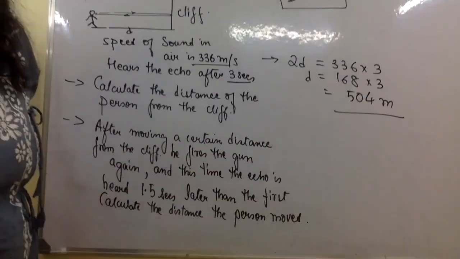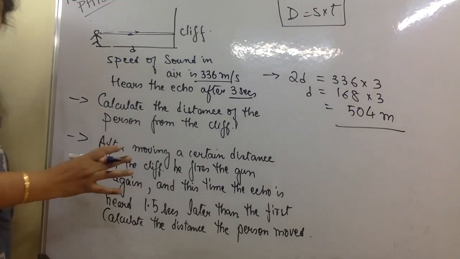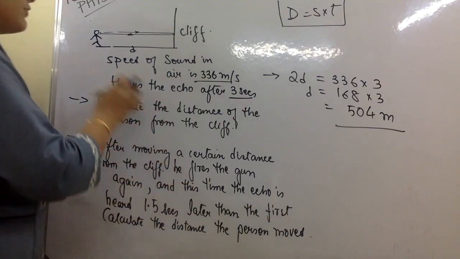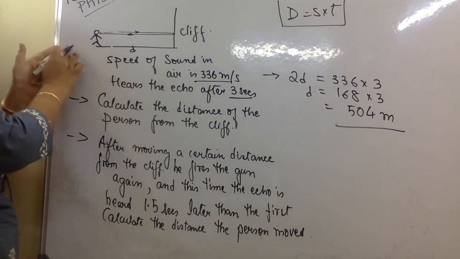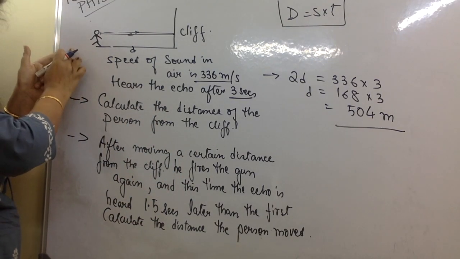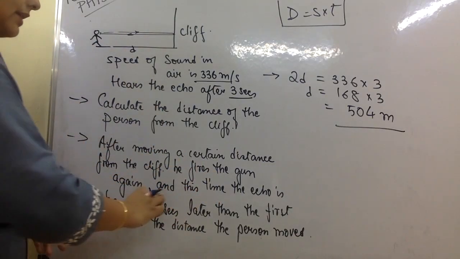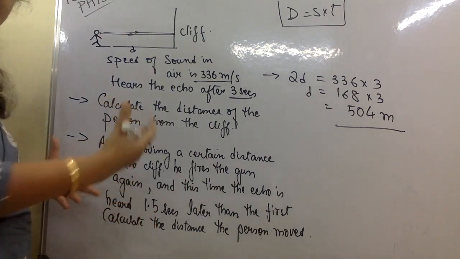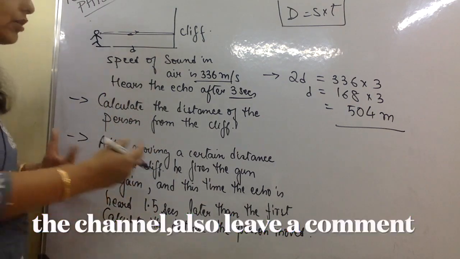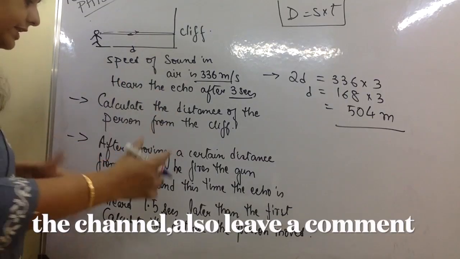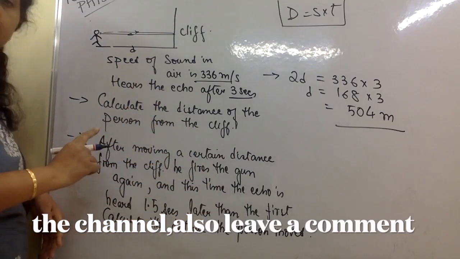But the question does not end here. Let's see this part of the question. After moving a certain distance from the cliff, so the man was here, he moves back a little bit, okay, and he fires the gun again, okay, and this time the echo is heard 1.5 seconds later. So now he does not hear it after 3 seconds, but he hears it after 4.5 seconds. Calculate the distance the person moved.